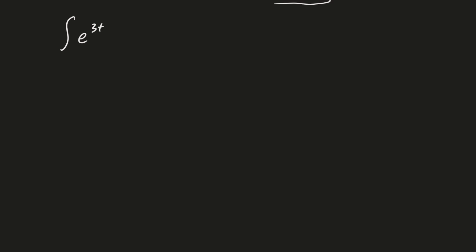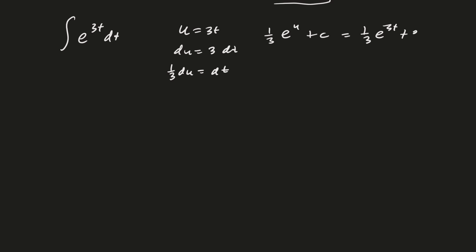of e to the 3t dt. Right, because then you would just let u be equal to 3t, and your du would be 3 dt, and so then you would have your 1/3 there. Okay, and then we would just take e to the u times 1/3, plus c, which would be 1/3 e to the 3t plus c. Okay, so that would be a real common integral to have to work out using a substitution.